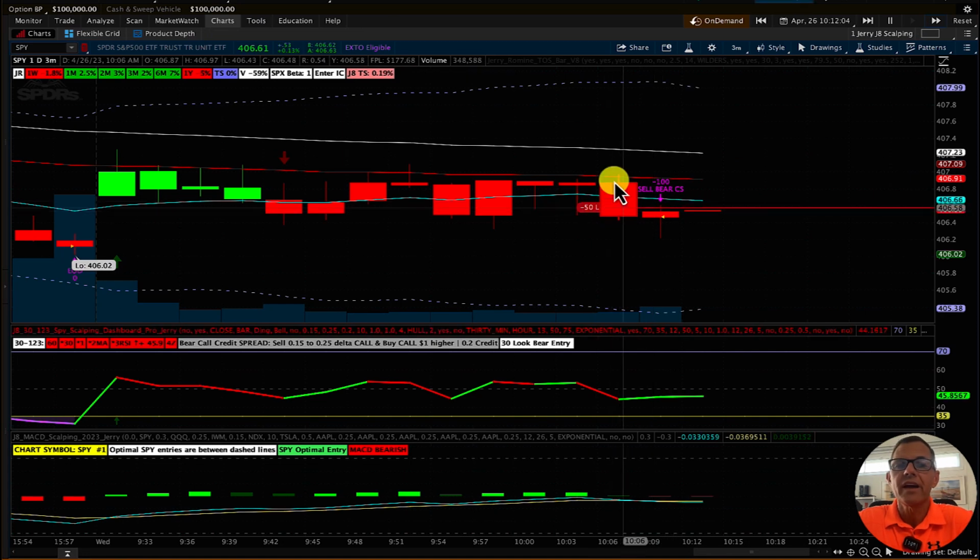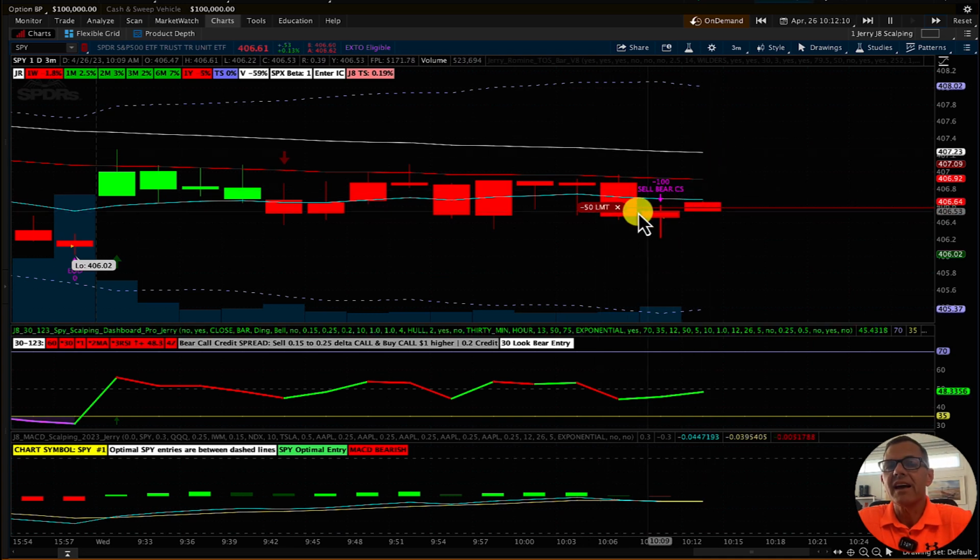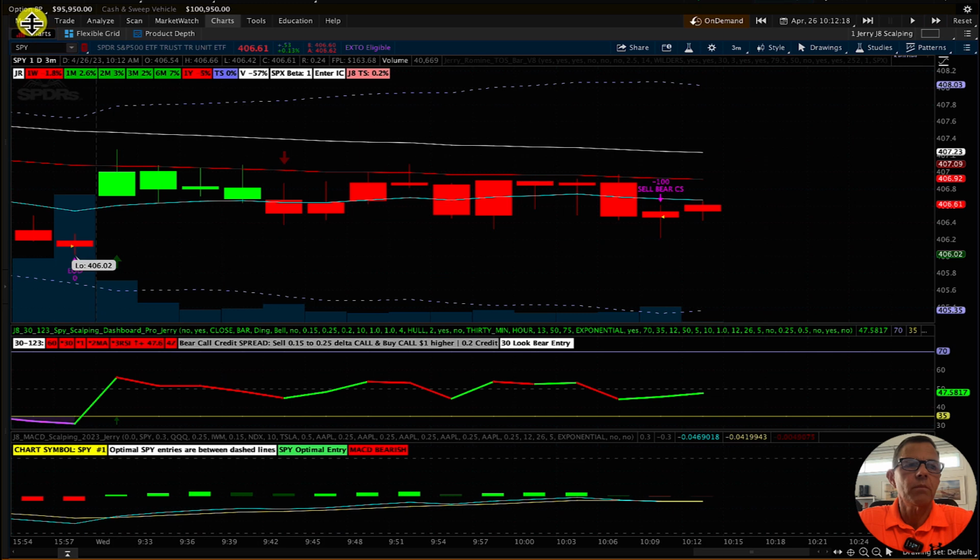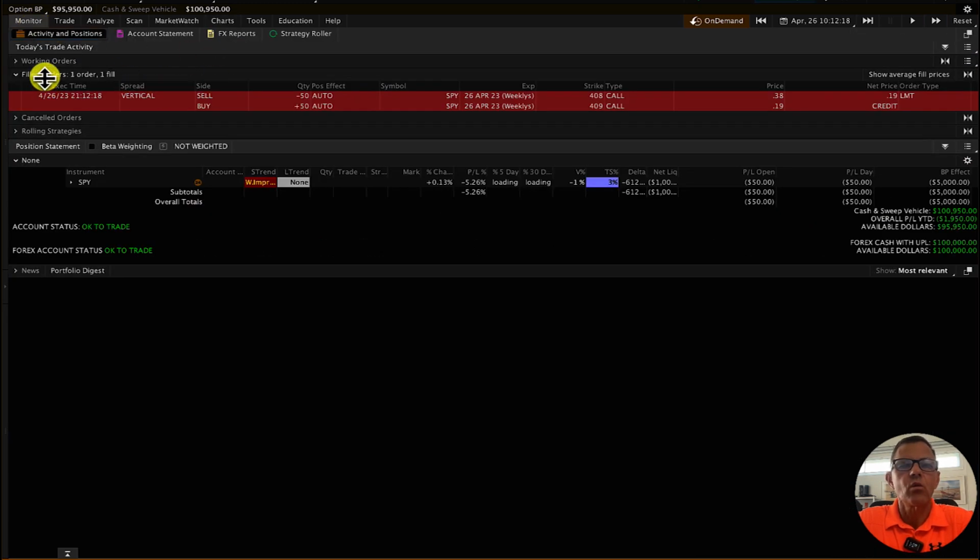filled on this order. And again, this is a simulation, and so everything goes through based on the actual numbers of that day, and this should get filled soon. So let's look at a little later in the day now. And now we're going to come up here and click on the monitor button, and we can see that our order was filled and we've got a 0.19 credit, so we're looking good.